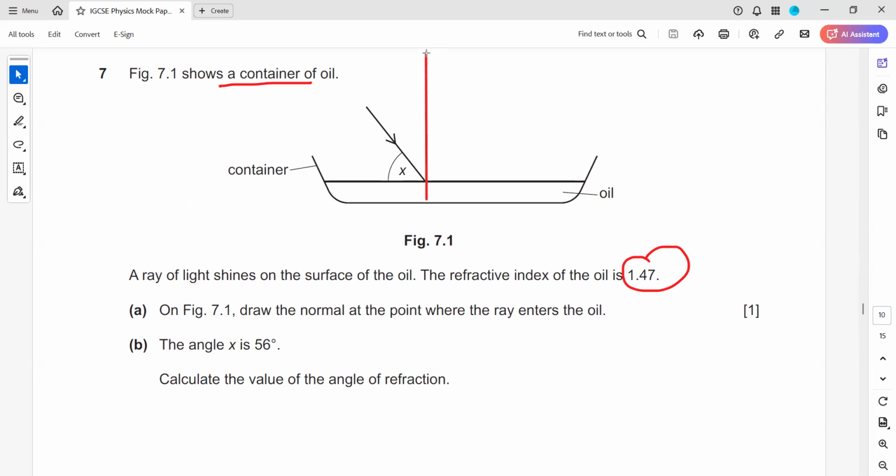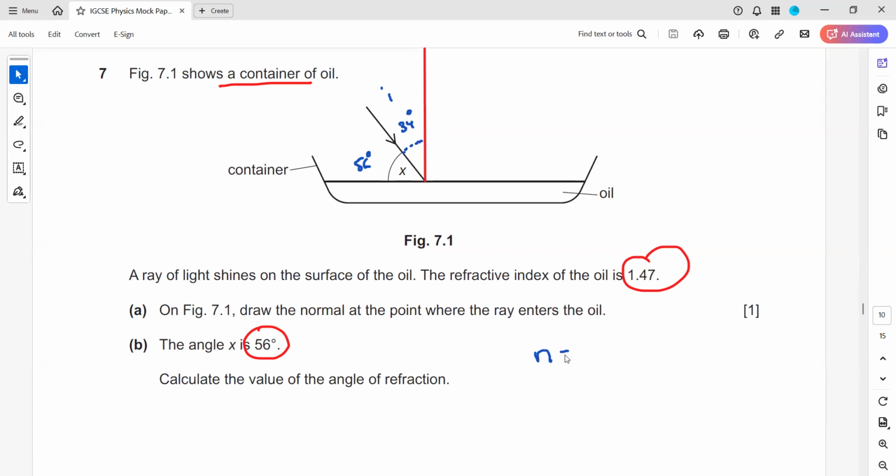If we start from above the line, like we start at the borderline here? Yes, fine. Then the angle at x is 56. What is the angle of refraction? How to work it out? First, you need the angle of incidence. The angle of incidence is always measured from the normal. This angle is 56 degrees, so how much is the remaining? 90 minus 56 equals 34. So 34 is the angle of incidence.